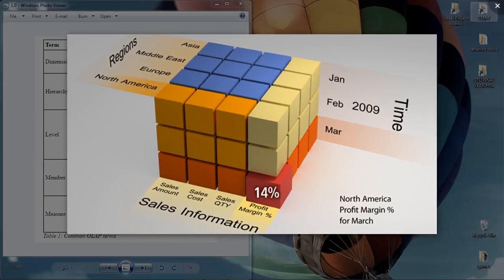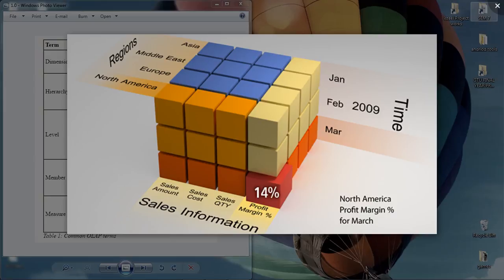Like if we want to find the North America profit margin percentage for March, how do we calculate? We have dimensions like regions, time and sales information. Regions have North America, Europe, Middle East and Asia. We need North America, which is this side of the globe. Then time. We want the month of March as the calculation period. March is this last one. So we have this block in common.